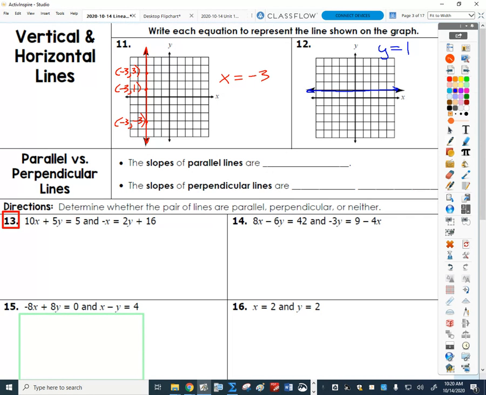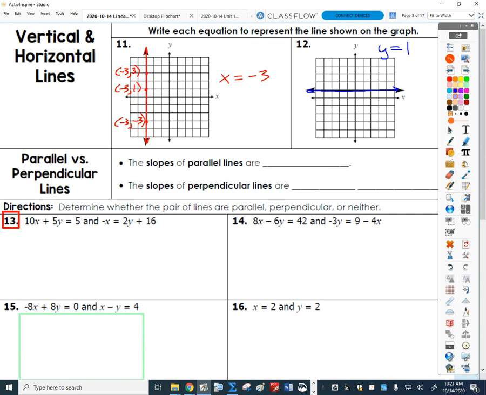Okay? Parallel versus perpendicular. So see what you remember about this. The slopes of parallel lines are what? Liliana, if I have two parallel lines, what can you tell me about their slopes? If they're parallel, yeah. I didn't hear that. Say it again.